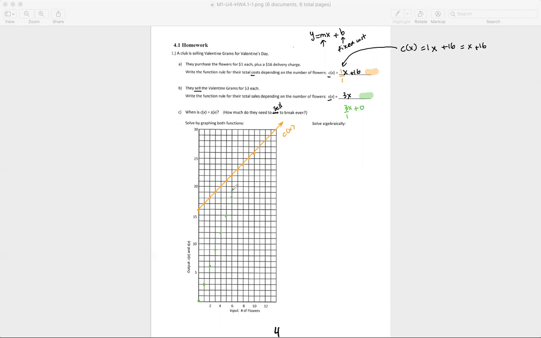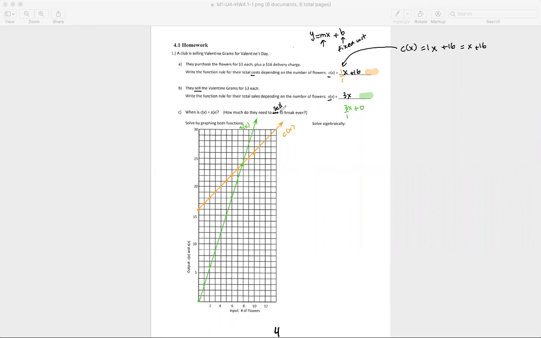I just would like to see where they meet. 3 up, 1 right here. They meet at this point. So again, this is what S of x is going to look like.